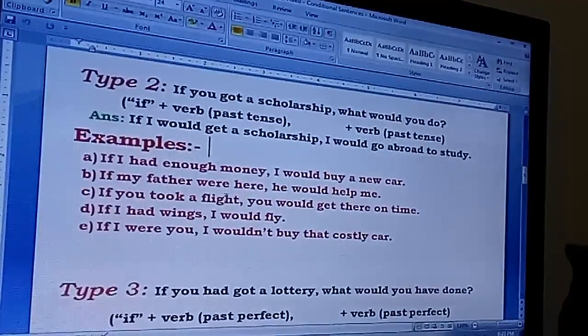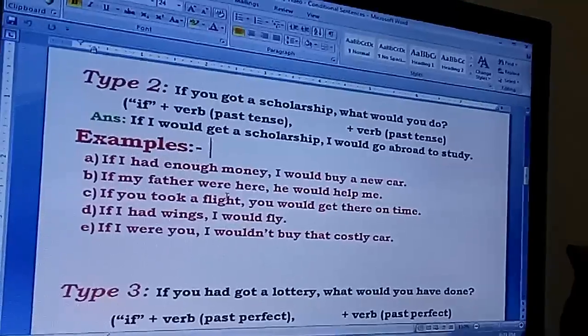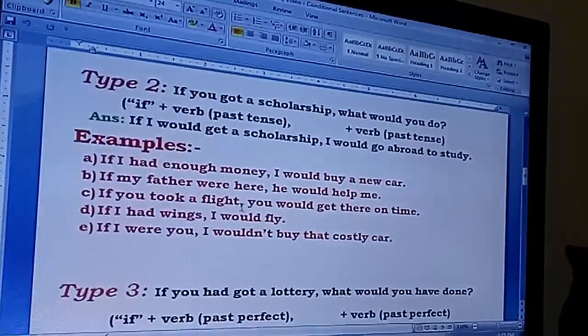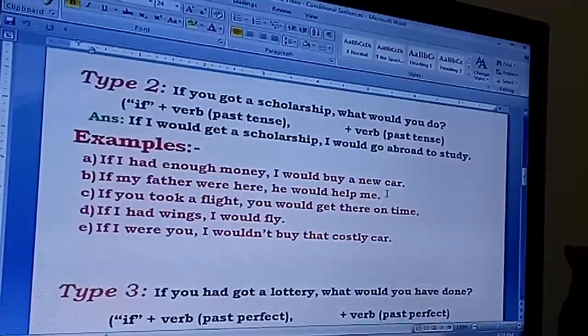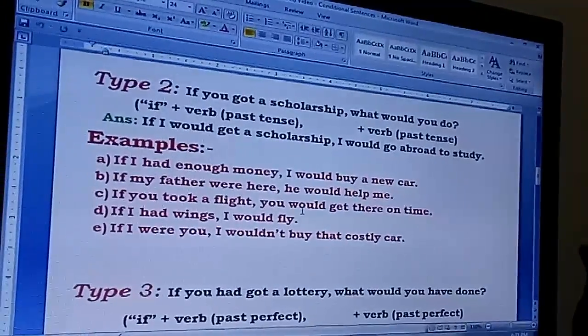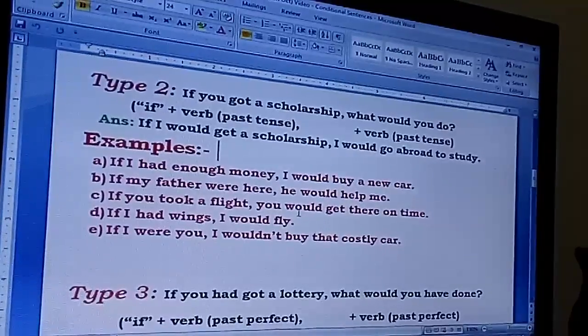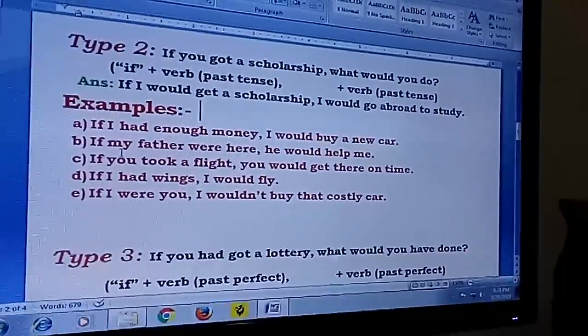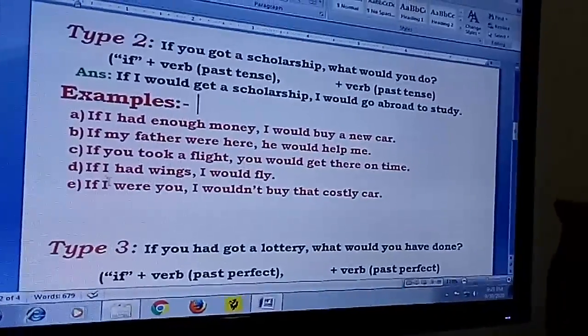Normally we say "my father was here," but if my father were here, it is in the probability case, he would help me. It's like if I were a prime minister, we say, not if I was a prime minister. So in the probability we say if I were, if my father were here.